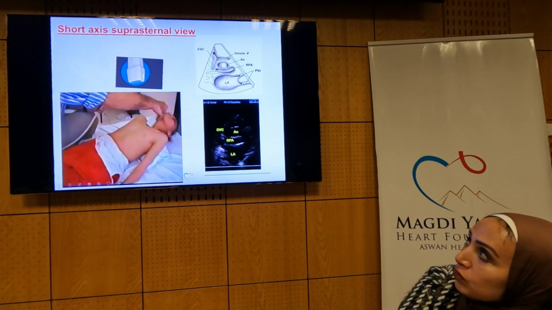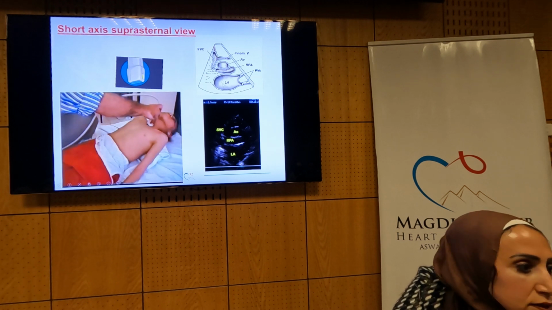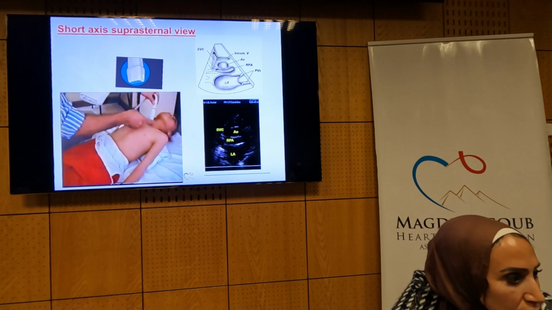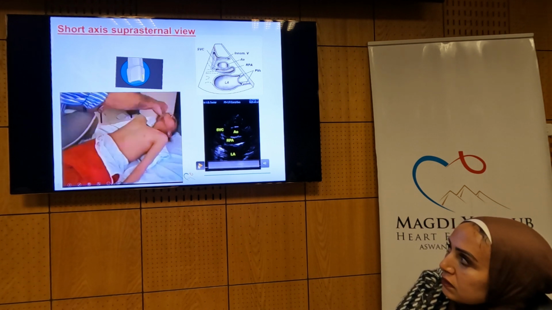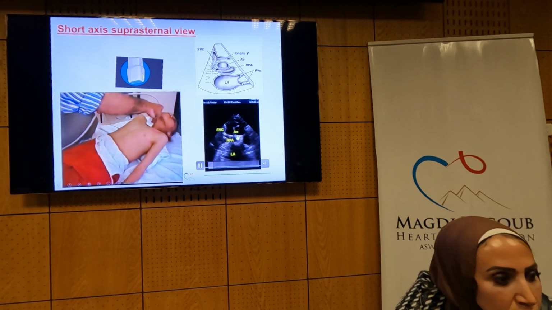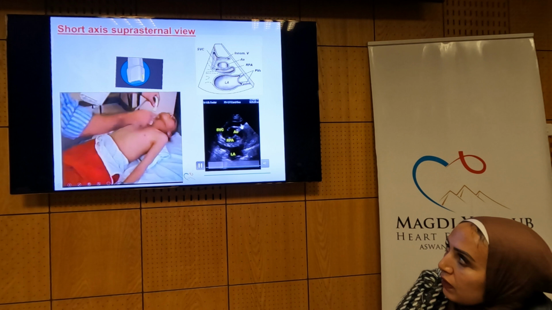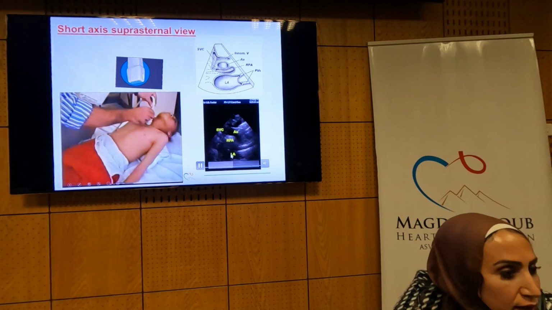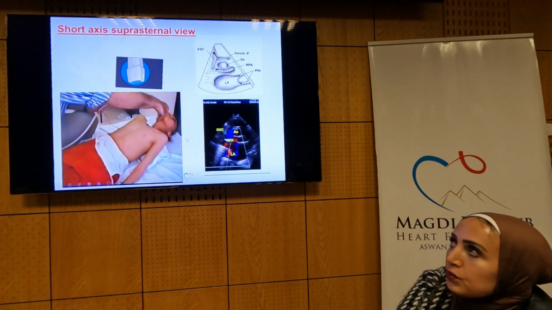And this is the right pulmonary artery, and this is the left atrium with pulmonary veins. This is a crab view because all the pulmonary veins come to the left atrium like a crab. It gets its name from the aorta. So you see here the aorta. This is the superior vena cava, and this is the innominate, RPA and the LPA. Okay, is that view clear? Short axis suprasternal view.